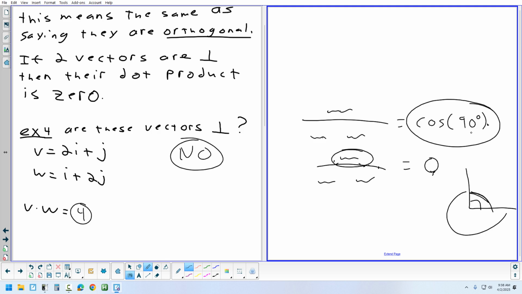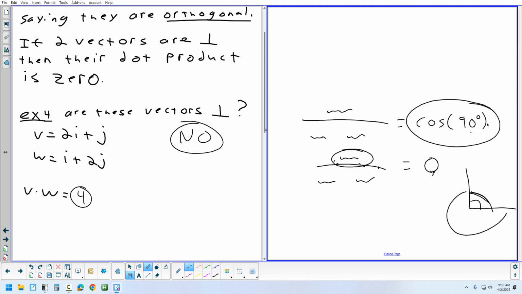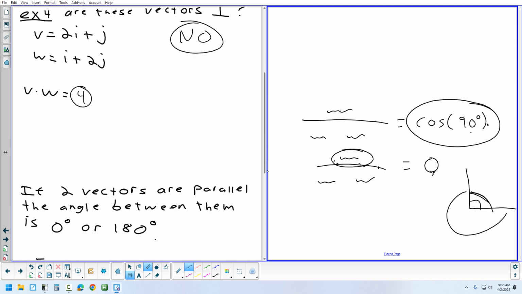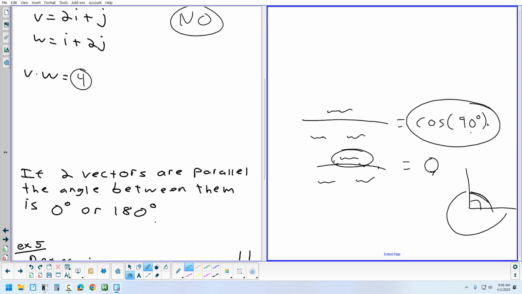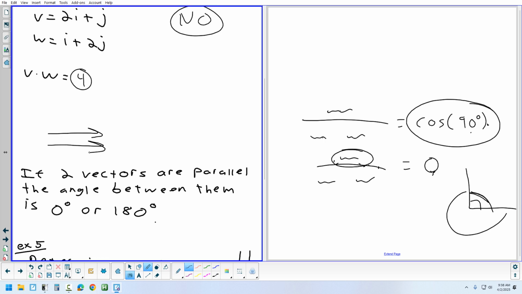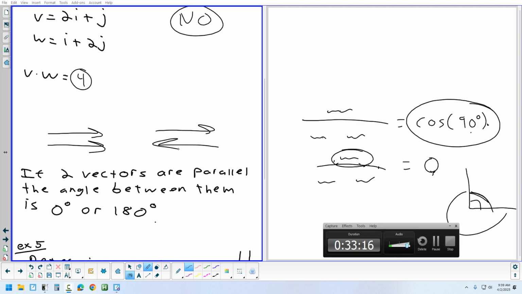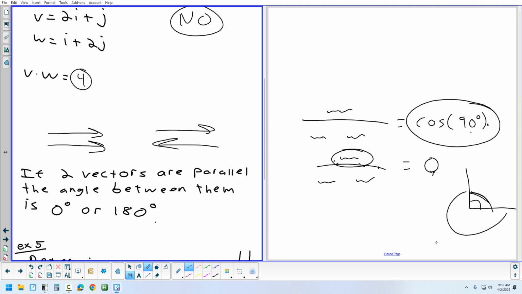Okay, so perpendicular, that's one special case. Anybody have a guess what the other special case is between two vectors? 180, or what would you call that? Parallel. There's actually two ways vectors can be parallel. You could have vectors like that, or you could have vectors like this. In the second case, the angle between them is 180. In the first case, the angle between them is 0 degrees. So the angle is either 0 or 180.